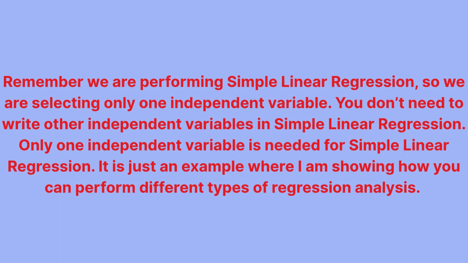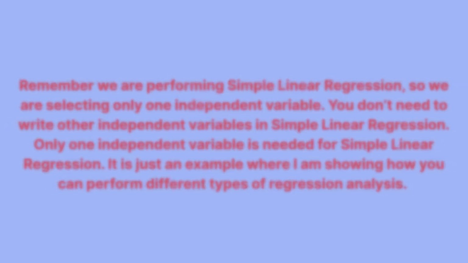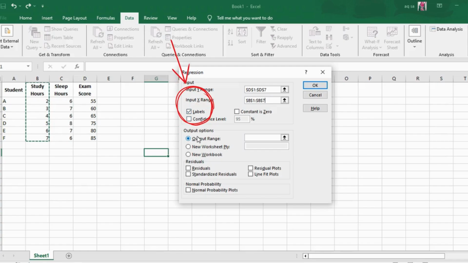Remember, we are performing simple linear regression, so we are selecting only one independent variable. You don't need to write other independent variables in simple linear regression. It is just an example where I am showing how you can perform different types of regression analysis. Check the box for labels, output range, choose any empty cell, like F1, click OK. You will get the results.